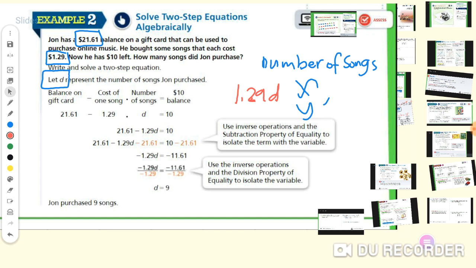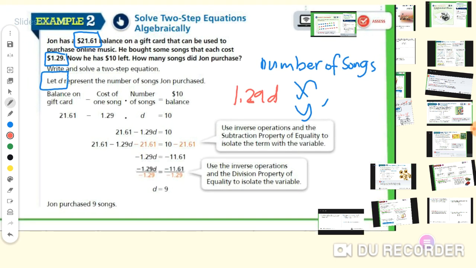The word left, as I described before, tells the operation. How do we know the operation we will use? By the keywords. And the keyword here is left. And left means what? Minus. Yes, very good. So we will subtract, and the result is 10. So the balance, which is the whole number here, minus what he spent for the songs, equals 10. So I can write it as the whole minus 1.29D, which is multiplied by D, equals 10 at the end.